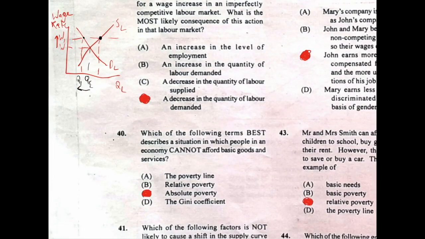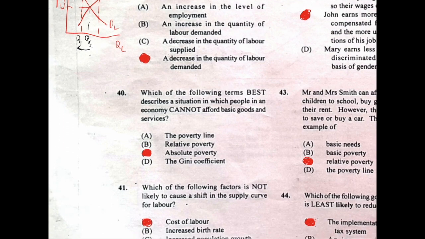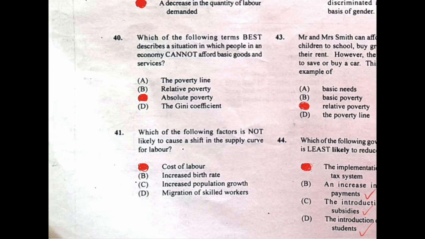Which of the following situations best describes the situation in which people in an economy cannot afford basic goods or services? This is absolute poverty, C. Which of the following factors is not likely to cause a shift in the supply curve for labor? A, cost of labor. Cost of labor would more so cause an expansionary or contractionary movement along the supply curve.